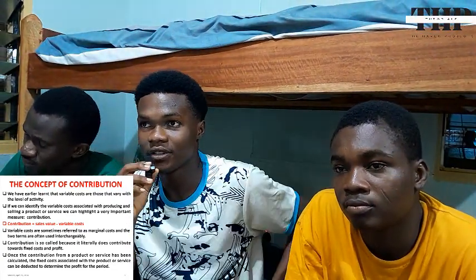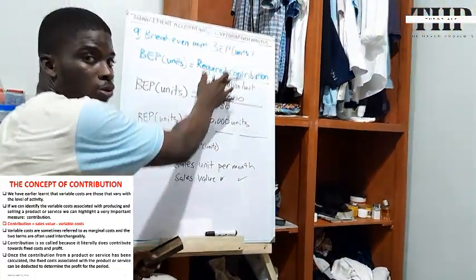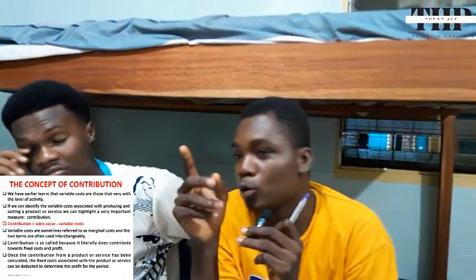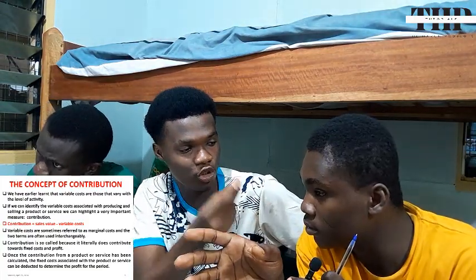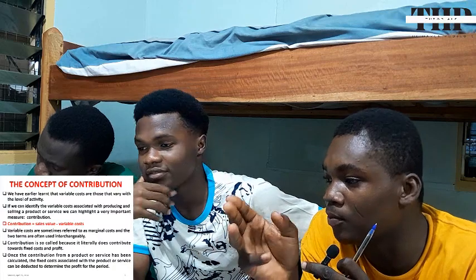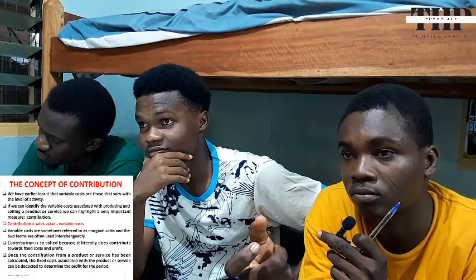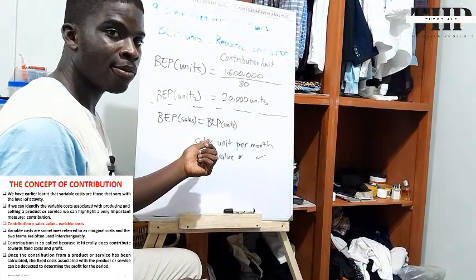Yes, this is a different calculation. This 20,000 we got from the required contribution. The 20,000 is the break-even point in units. So you use that break-even point in units and multiply it by the selling price per unit to get your sales value, because you're getting into money. So sales units is the BEP units, and sales value is the BEP sales. Ah, okay, I got it.